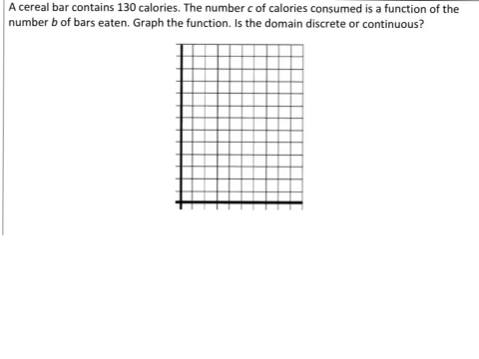All right, now let's try the next one. You guys are going to go ahead and try and figure out this on your own. So a cereal bar contains 130 calories. Now the number of calories consumed is a function of the number of bars eaten. Make sure you make a t-chart and try to figure out what your independent and dependent variables are. Go ahead and pause the video, and then you can check back with me to get your final answer.